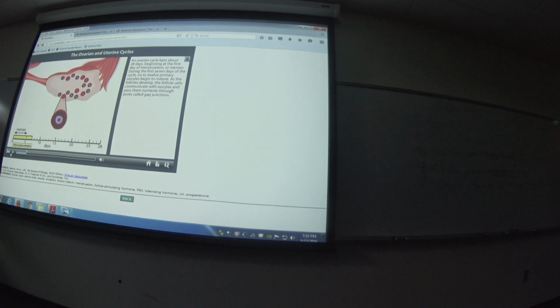It's always somewhere. Right? During the first 7 days of the cycle, 6 to 12 primary oocytes begin to mature. As the follicles develop, the follicle cells communicate with oocytes and pass them nutrients through pores called gap junctions. Which no one has to know that. Each oocyte grows larger and the surrounding follicle cells divide, proliferating to produce thousands of follicle cells in a single follicle. That's where you're growing the egg. So before you ovulate, the eggs can get bigger, the nest gets bigger. That's what you're seeing here.